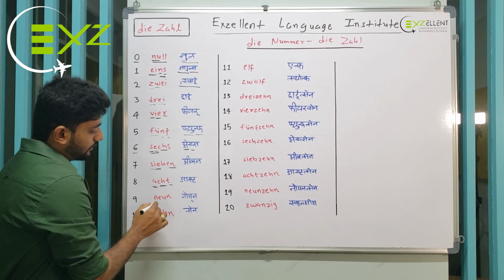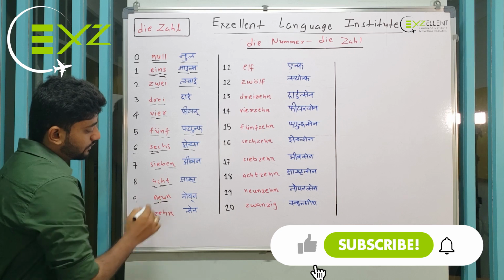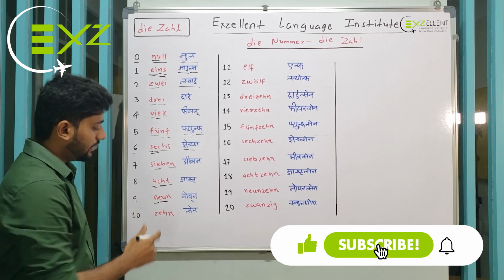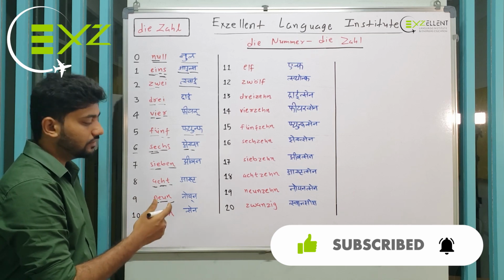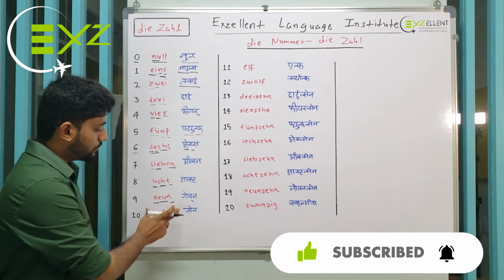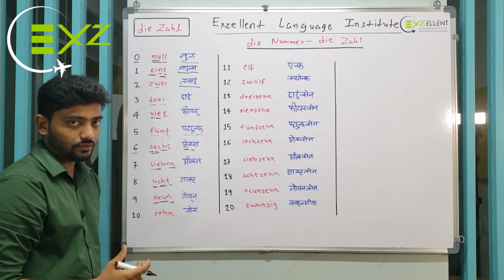Okay. Then neun. EU means oya, and at the end na. So no, oya, na. Overall it will be noya, na. So the oral pronunciation is neun.